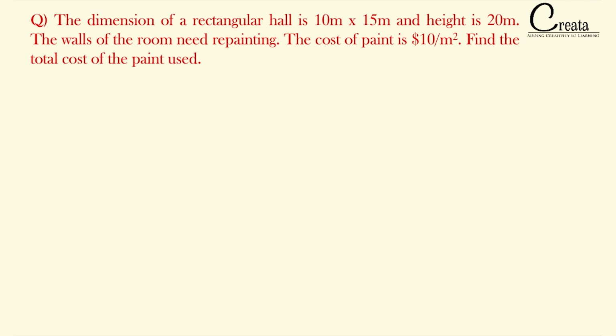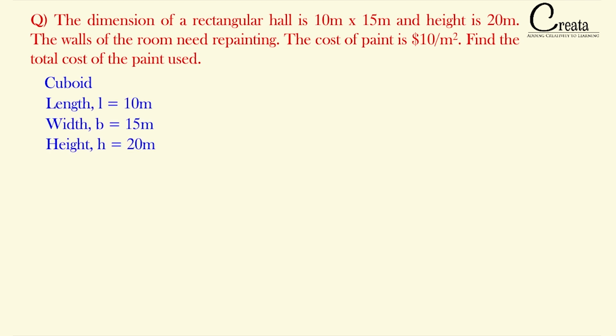So let's observe this question. In this question, a rectangular hall is given and the dimension of this rectangular hall is 10 meter into 15 meter, that is length into width is given, and height of this hall is also given as 20 meter. Rectangular hall means it is a cuboid. We got length as 10 meter, width as 15 meter and height as 20 meter. All the three dimensions of the cuboid are given.